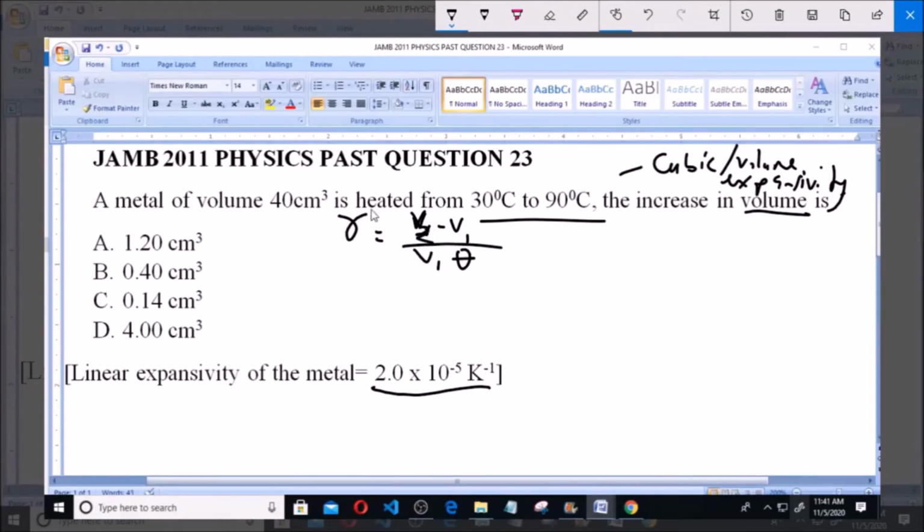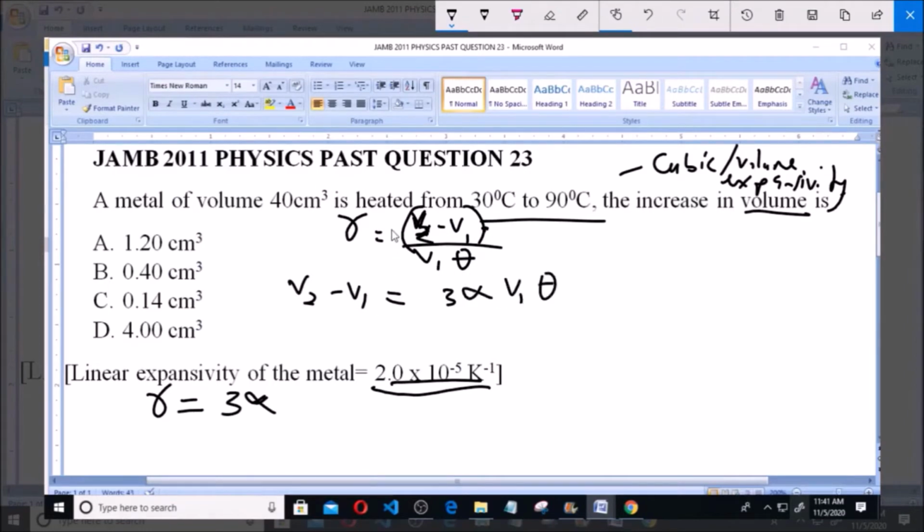Now we are faced with something here. We are given the linear expansivity, not the cubic expansivity, and we're asked to calculate the increase or change in volume. Now, it's important to note that the cubic expansivity is equal to 3 times the alpha, or 3 times the linear expansivity. That is 3 alpha. So if you make increase in volume, that is V2 minus V1, the subject of the formula, V2 minus V1 equals 3 alpha V1 theta.